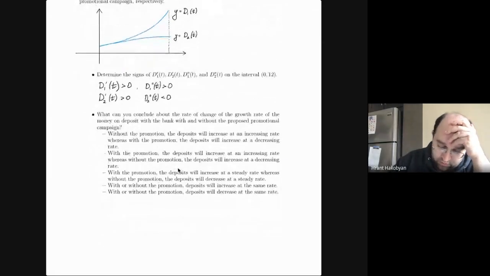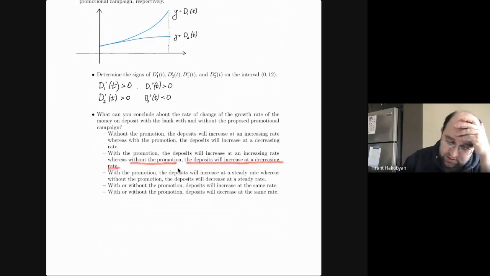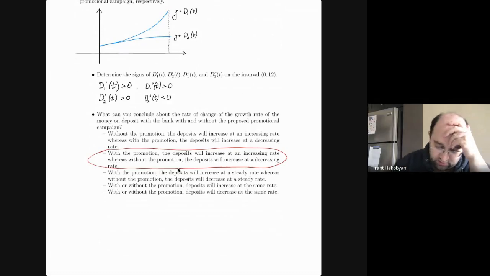So if you look, the correct answer is: with the promotion, the deposit will increase at an increasing rate, and without the promotion, the deposit will increase at a decreasing rate. So this is my correct answer here.